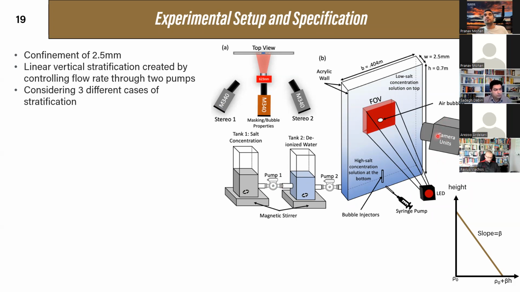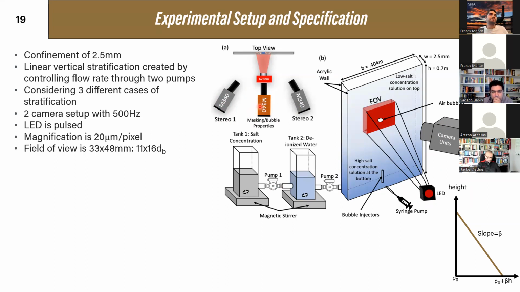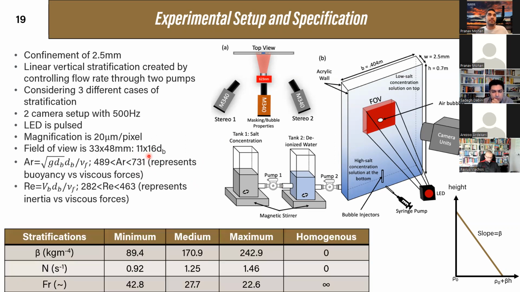Moreover, we illuminate our field of view with an LED from the front, and we record our images through 3 cameras, 2 of which are used for stereo reconstruction, and we record at 500 hertz. And the center one is used to calculate bubble properties. Our field of view is 11 times 16 diameters of the bubble. That provides enough resolution to perform and analyze everything in the experiment.